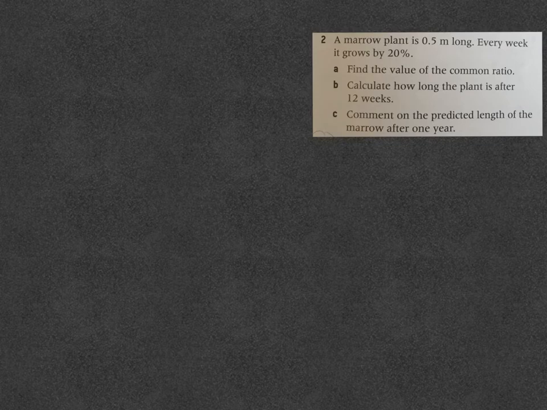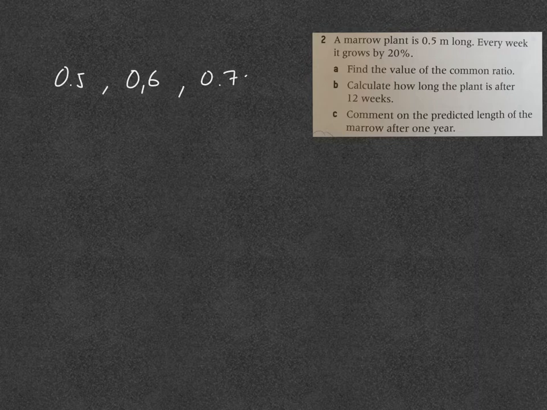Now let's look at one example. A marrow plant is 0.5 meters long. Every week it grows by 20%. So it starts by being 0.5 meters long, and the next week it's 20% longer, which should make it 0.6 meters long. And the third week it's going to be 0.72 meters long.